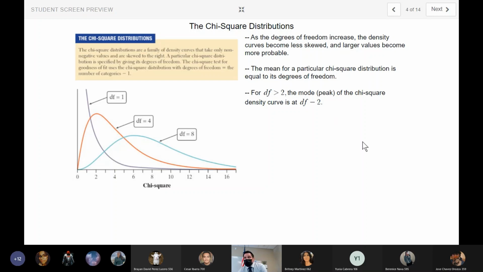All right, and then some things to keep in mind. As the degrees of freedom increase, the density curves become less skewed and larger values become more probable. The mean for a particular chi-square distribution is equal to its degrees of freedom. For degrees of freedom greater than 2, the mode or peak of the chi-square density curve is at degrees of freedom minus 2. So these are some things to keep in mind.